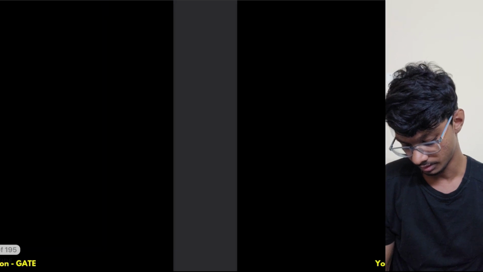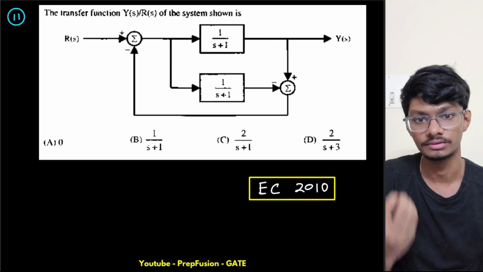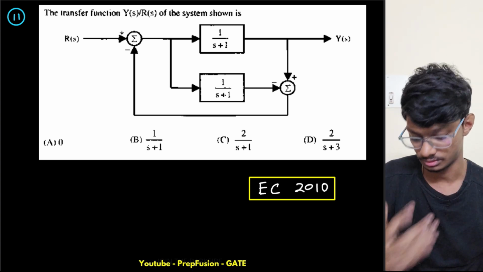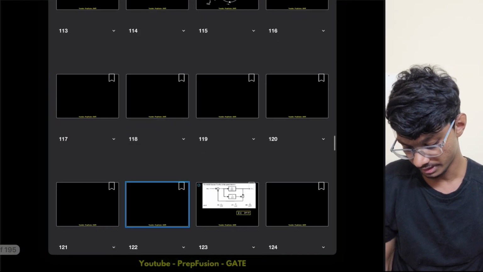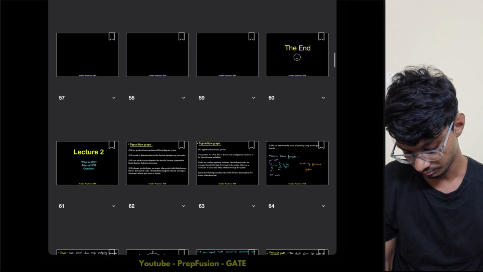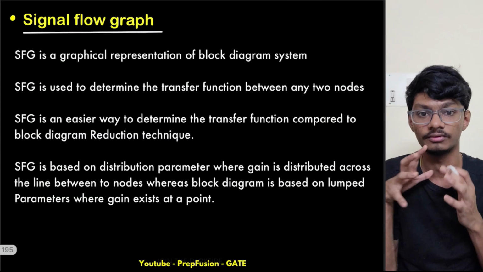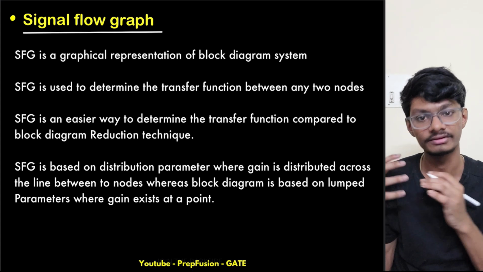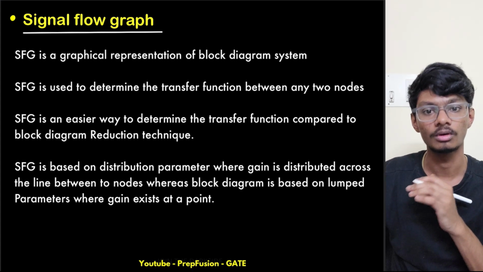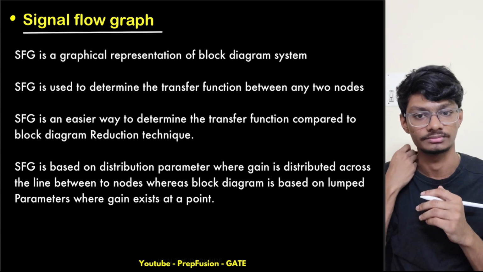Yeah, we are done. Okay, so in the next class I will solve this question and a few more questions. So let us get a quick recap of what we did in this lecture, right? Firstly, we learned what is SFG. SFG is basically a graphical representation of the block diagram. Block diagram is also a graphical representation of the whole system, right?